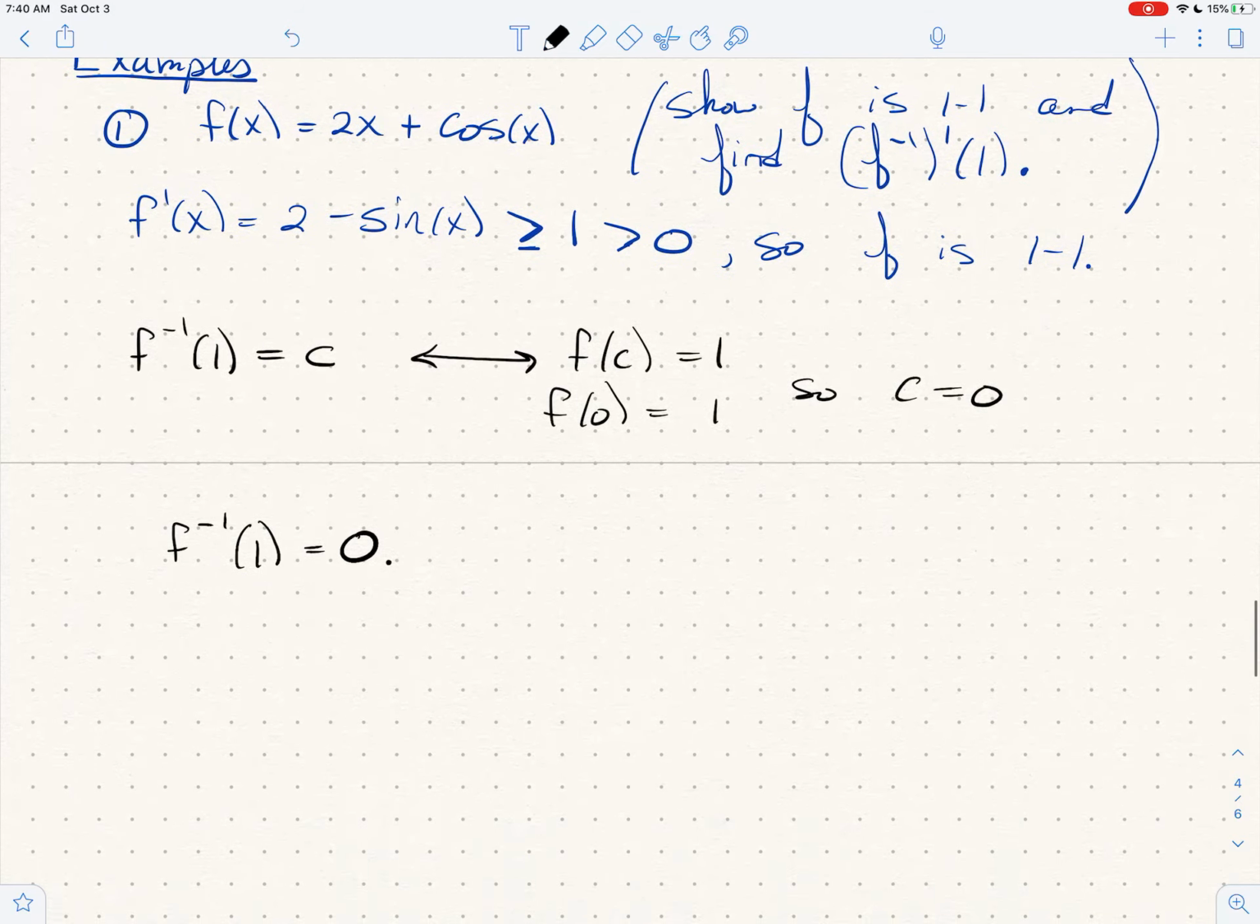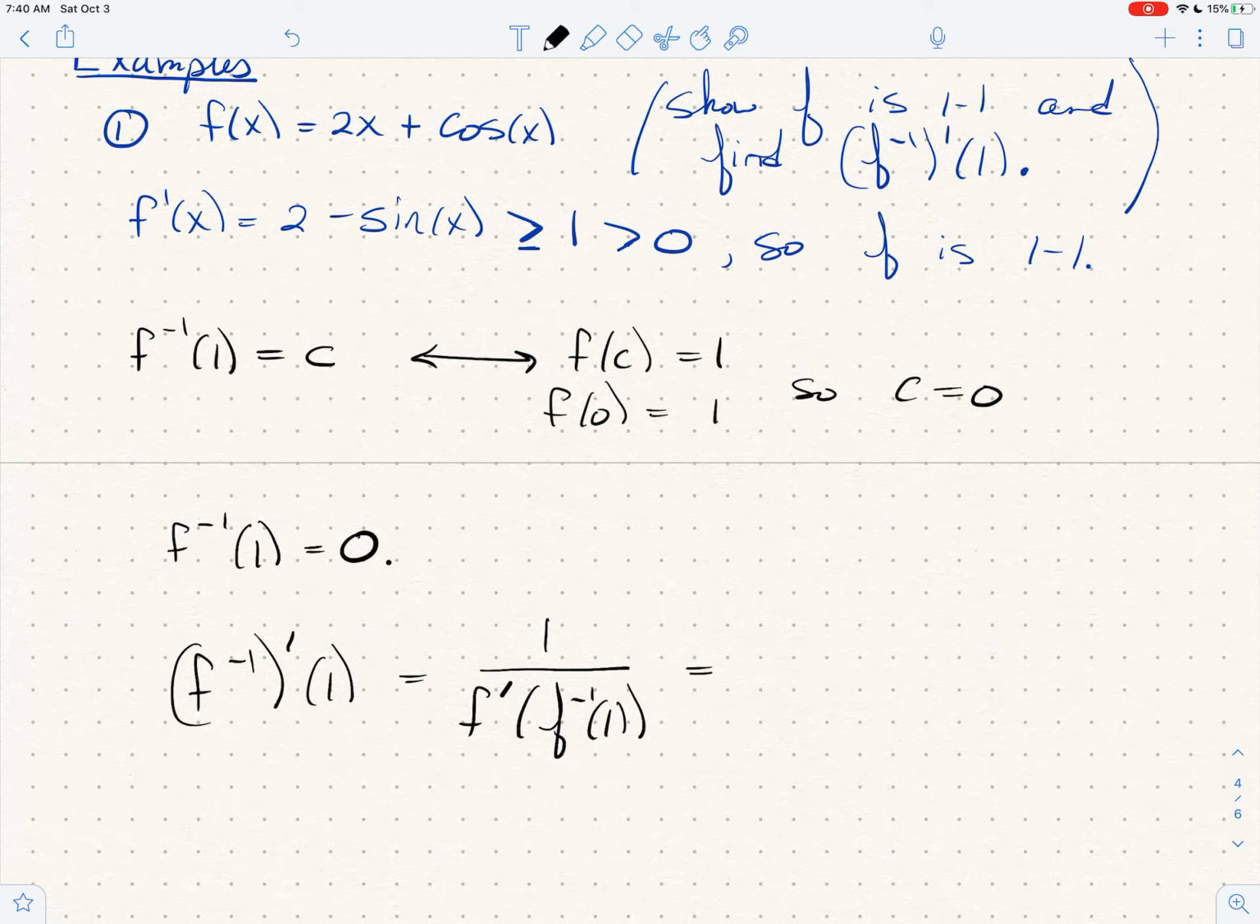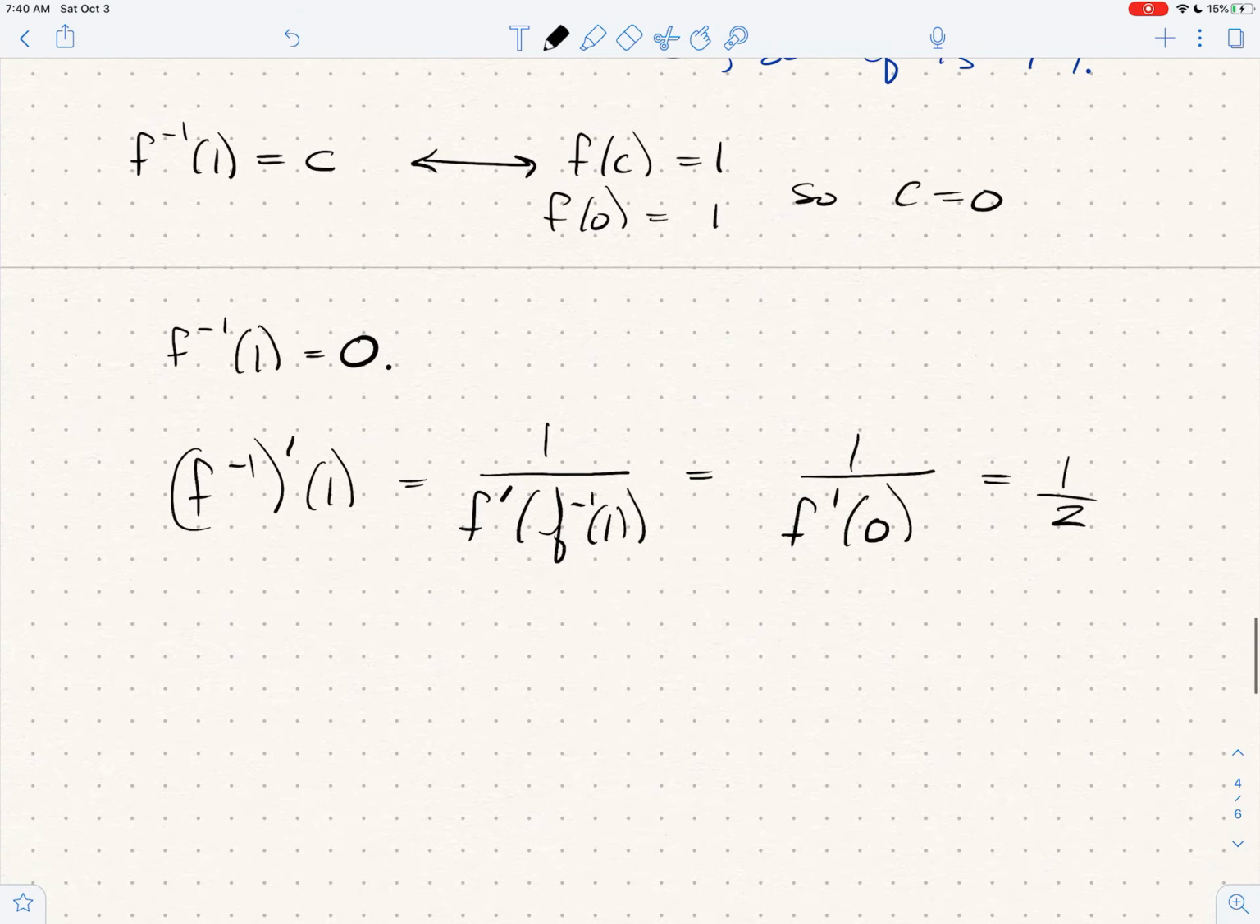And now I'm ready to tell you what f inverse prime of 1 is. The formula says it's 1 over f prime of f inverse of 1. All right? Well, we know f inverse of 1. We just figured out that f inverse of 1 is 0. So this becomes 1 over f prime of 0. Look at your formula for f prime. Plug in 0 and you get out a 2. So this is 1 over 2. Done. And so if you want to summarize, you can say, okay, f inverse prime of 1 is 1/2.